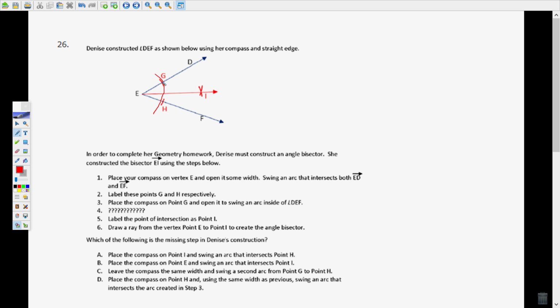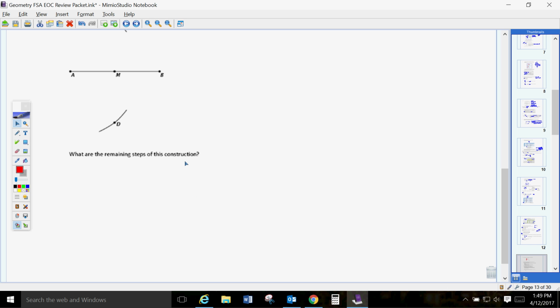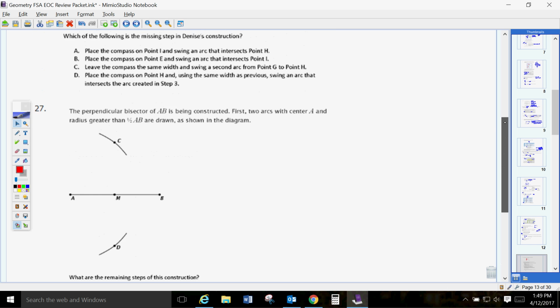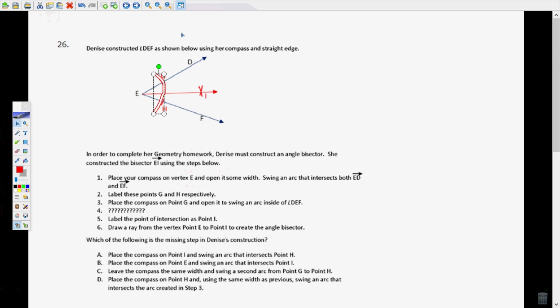Place the compass on point G and open it to swing an arc inside of DEF. And so you just put your compass point here on G, open it up to make sure that you have, in a minute, you want an intersection point like they have here inside of the angle. And so you want to swing your arc.